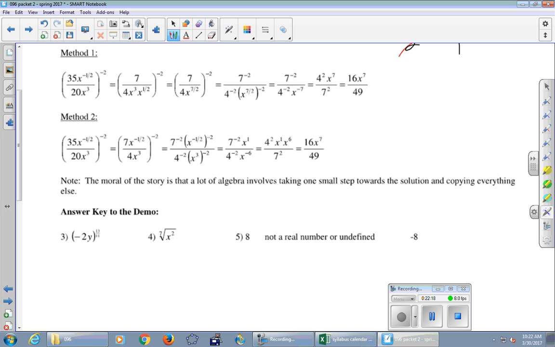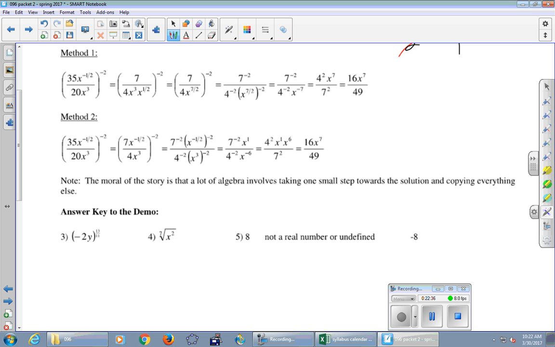Okay, and then there's this note here. I think I've said this before. The moral of the story is that a lot of algebra involves taking one small step towards the solution and copying everything else. A very common mistake that I think students make is to try to do like 2 or 3 steps in one shot. And I think that is a bad idea.